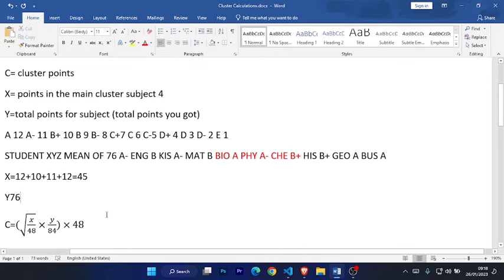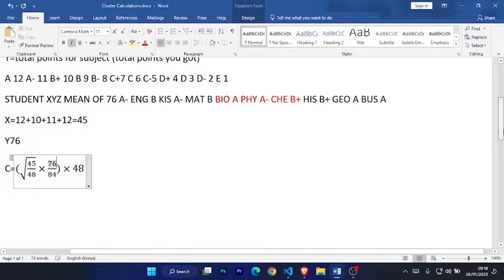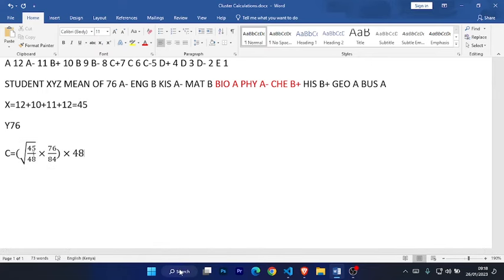Now we come back to our equation and replace the x with this x that we have here. So here we replace this x with 45. We replace this y here with 76. Hope you can all see. We are replacing this with 76. Then we multiply by 84. So we are going to take the 45, 48, multiply by, maybe you can use the calculator here.